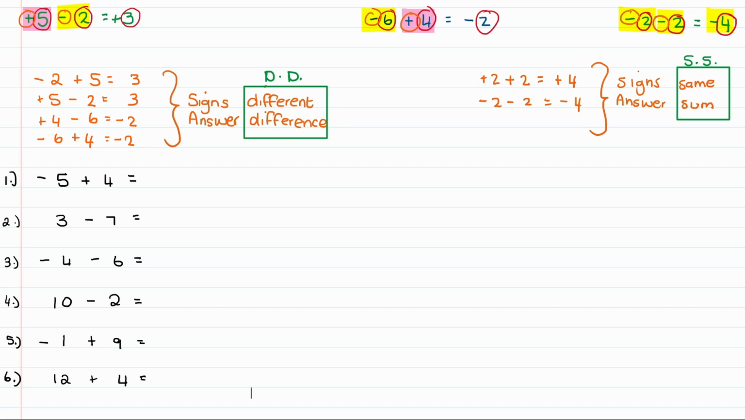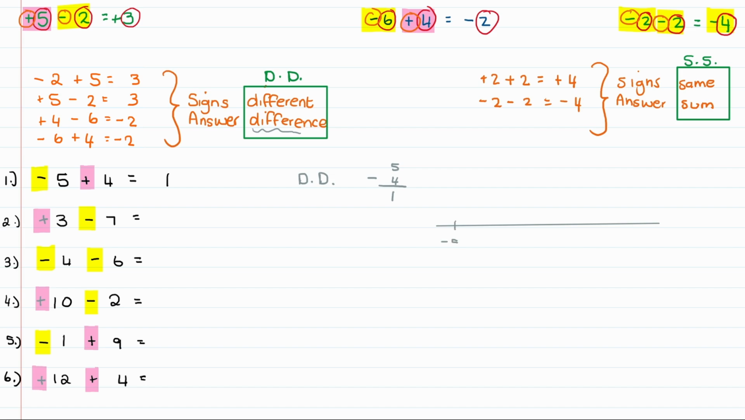First, I'm going to use a pencil to fill in a positive sign to any numbers without a symbol. Then, using 2 different colored highlighters, I'm going to identify all my negative numbers and all my positive numbers. In my first question, my signs are different, so I find the difference. I find the difference between 5 and 4. 5 minus 4 gives me 1, so my answer is 1.